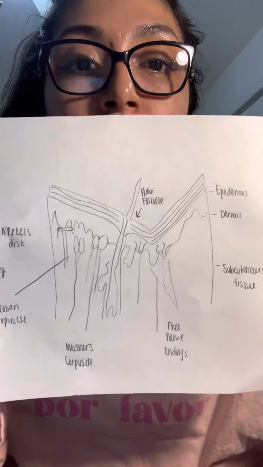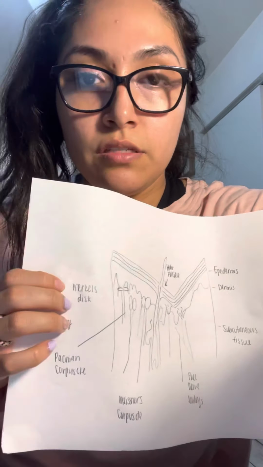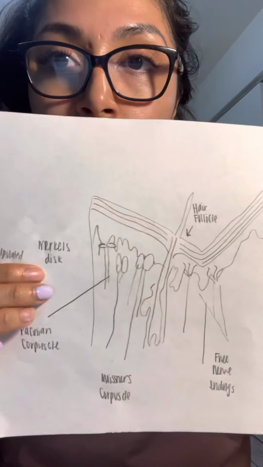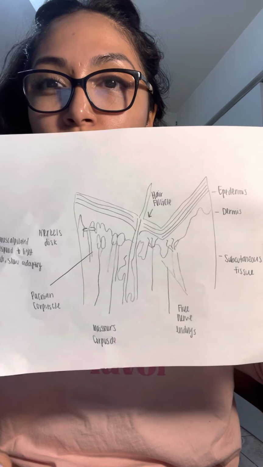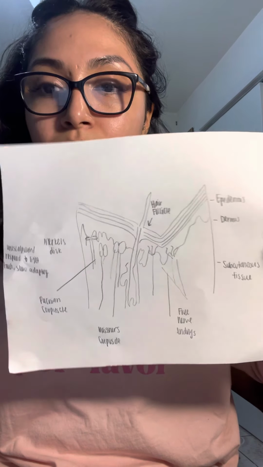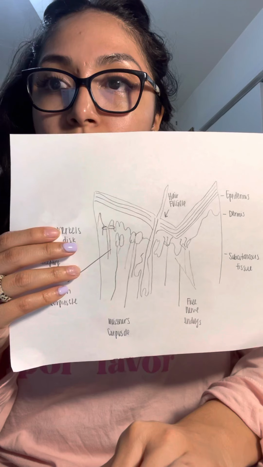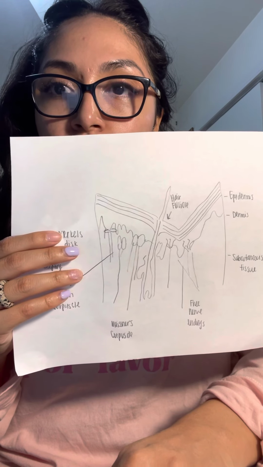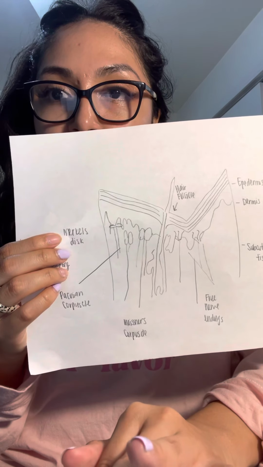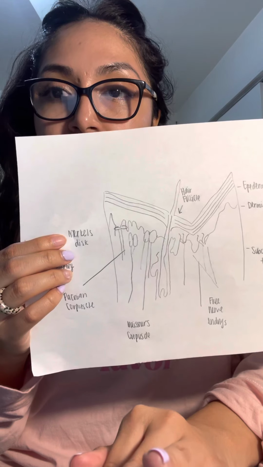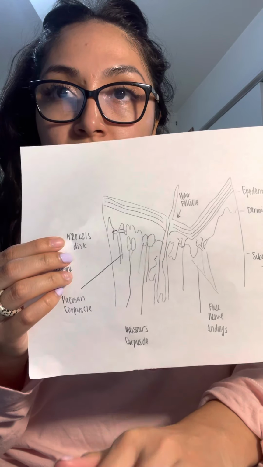So here in my diagram, we're gonna start. This is my right hand side. So this is the Merkel's discs. They're unencapsulated and they respond to light touch. They're slow adapting and they're unencapsulated nerve endings which respond to light touch, also known as discriminative touch. It's a light pressure that allows the location of the stimulus to be pinpointed.